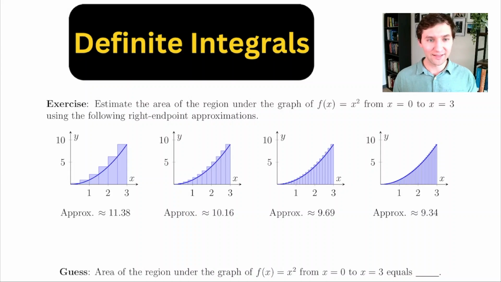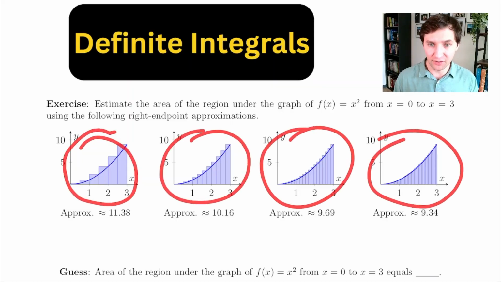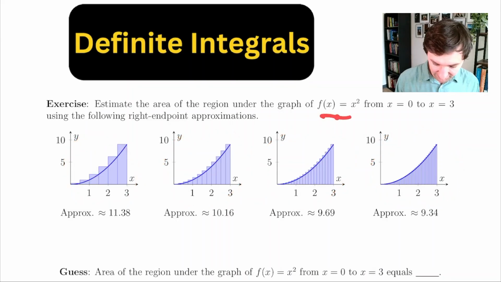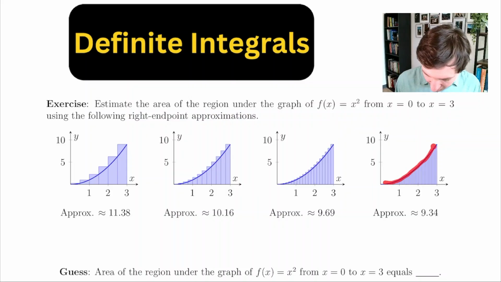Hi everyone. Let's talk about definite integrals. We are given 4 approximations for the area of the region under the graph of the function x squared from x equal to 0 to x equal to 3. Can we use these approximations to determine the exact area of the region under the graph of this function between 0 and 3?